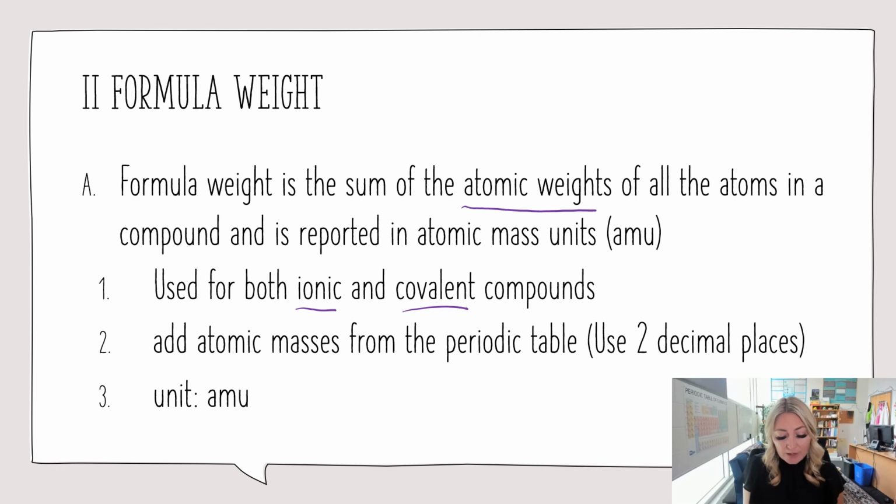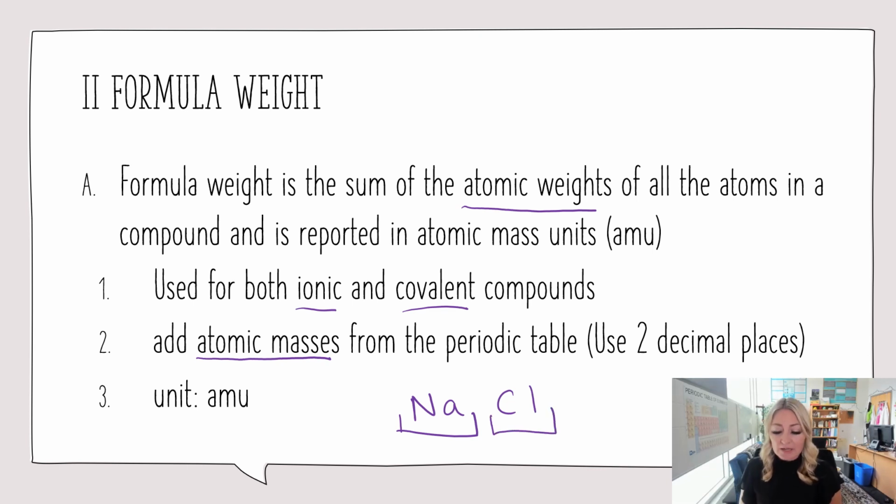To find a formula weight, we're going to add the atomic masses from the periodic table. So for instance, if I had sodium and chloride, I would find the average atomic mass of sodium off of the periodic table, and I would add that value to the average atomic mass for chlorine. We will be reporting our masses to 2 decimal places. So we're not worried about sig figs. We want to report out to 2 decimal places. That may mean that you need to round. And the unit for formula weight is atomic mass units, or AMUs.